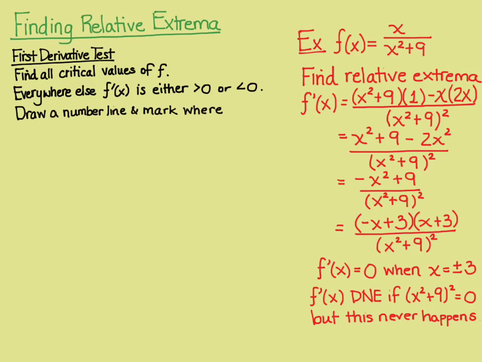The next step is to draw a number line and mark where f prime is either positive or negative. So here's my number line. I mark off all of the critical numbers, which in this case were negative 3 and 3, and now I just need to decide whether or not the derivative is positive or negative everywhere in between. So I'm going to pick values in each of the intervals. So the interval from negative infinity to negative 3, the interval from negative 3 to 3, and the interval from 3 to infinity. And I'm going to plug any number I want from those intervals into the derivative.